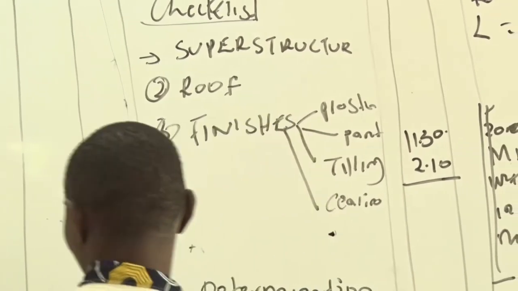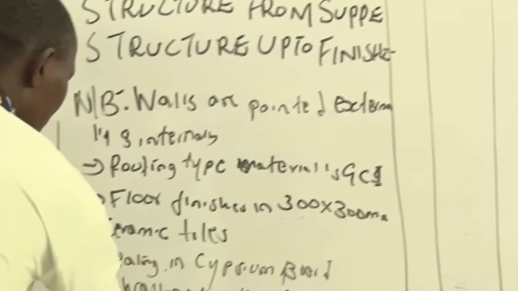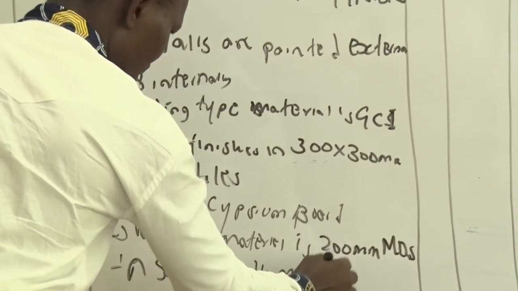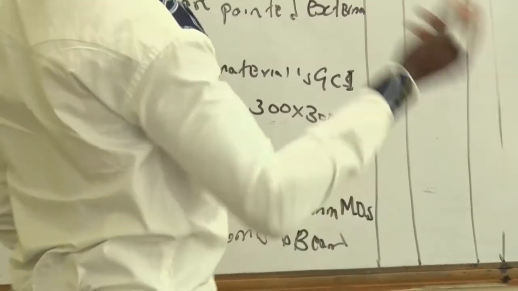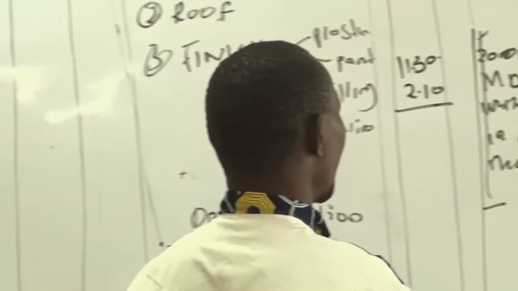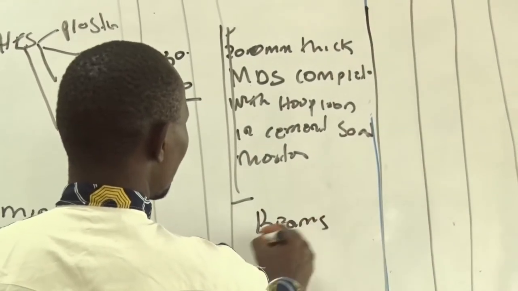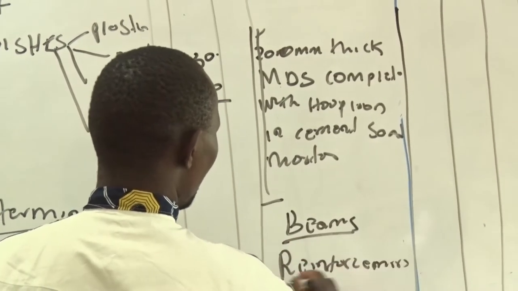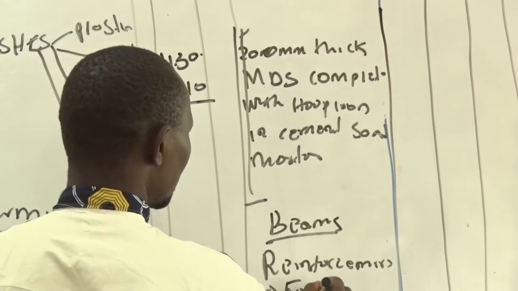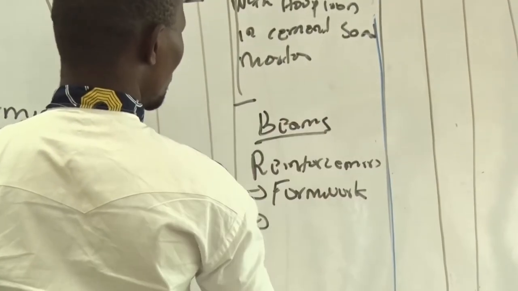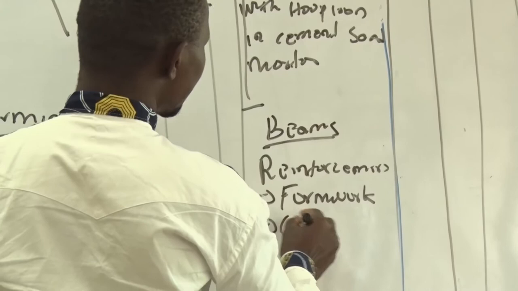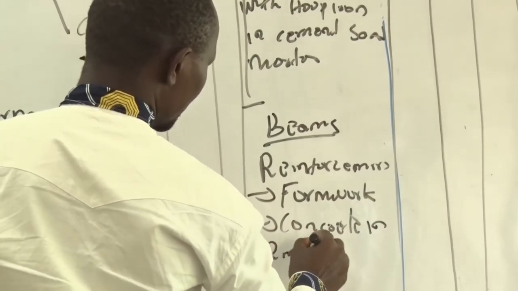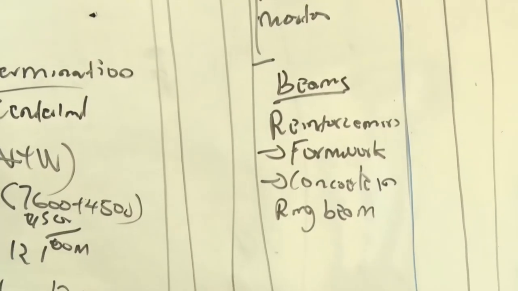We are told to assume, there's another one that we are told, they say assume columns and ring beams. Assume columns and beams. But let's say if we are told to measure them, let's go for the beams. For beams, we have to take the reinforcement. We have to measure the formwork. Then again, we have to take off the concrete in ring beam. Concrete in ring beam.